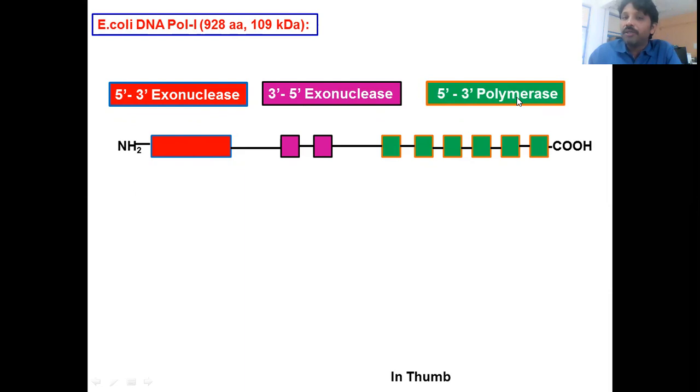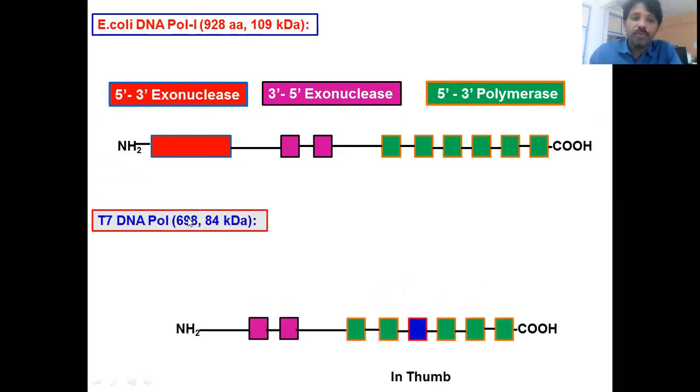So you all know that the 5' to 3' exonuclease domain removes the primers in replication, and the 3' to 5' exonuclease domain is useful in the proofreading of the newly synthesized DNA molecule, and the 5' to 3' polymerase is involved in the elongation of the primer, that is nothing but DNA synthesis. So this you all know. By using this, we will learn about T7 DNA polymerase.